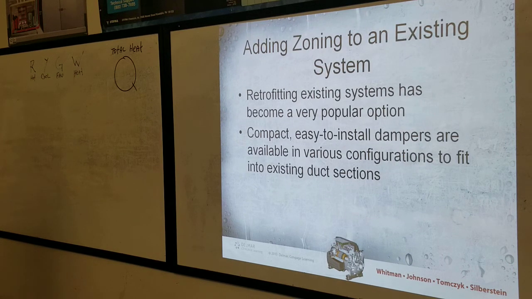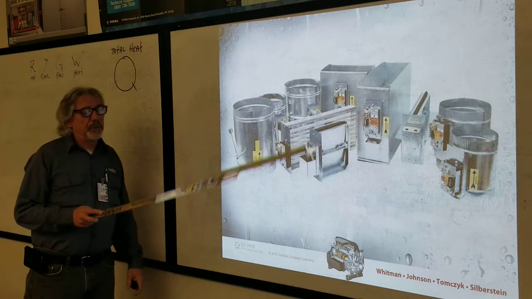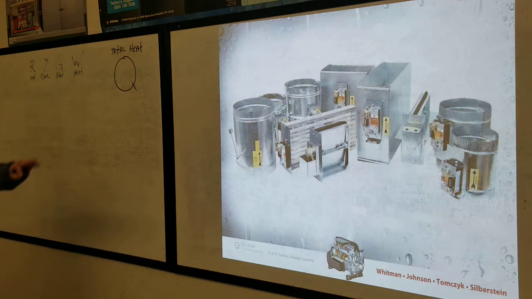Adding zoning to an existing system. Retrofitting existing systems has become a very popular option. Compact, easy to install dampers are available in various configurations to fit into existing duct systems. We've done this a lot out in the field, where we needed to put a zone in. I'd go out there, measure the ductwork and tell them what I needed, and they'd get the kit together and send it all to me, and we'd go out there and install it. The only thing we needed to do was put in a transformer and a thermostat. They generally would set the thermostat, but we still have to run the wires. And we'd install all of the dampers that we needed, and they were good to go. Ready to keep going.